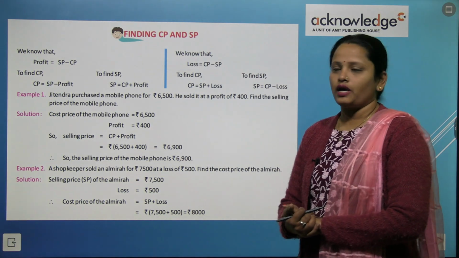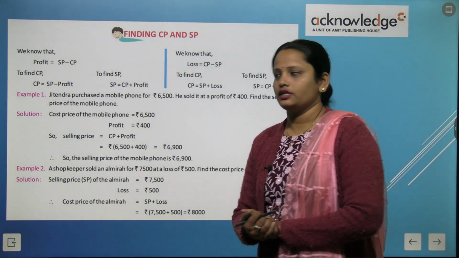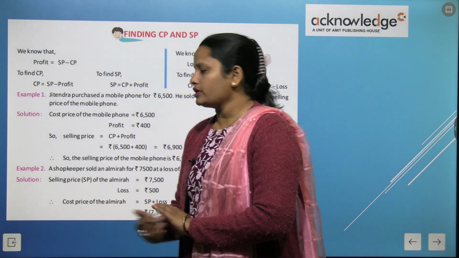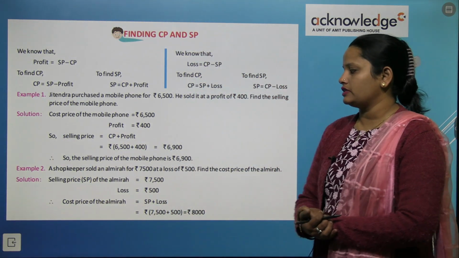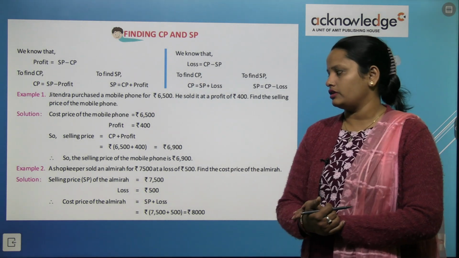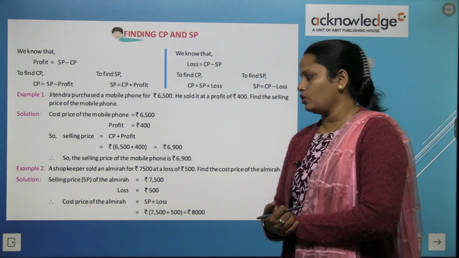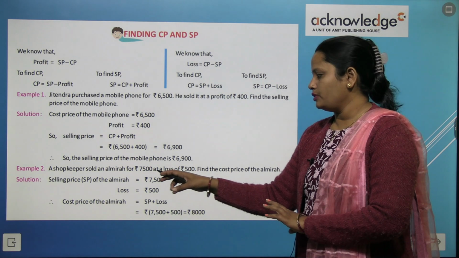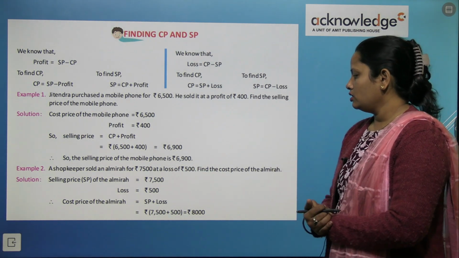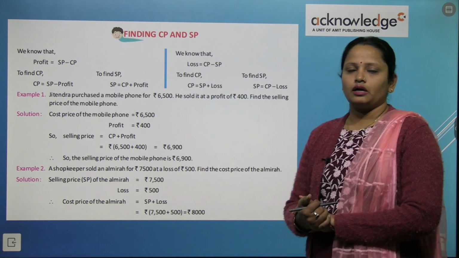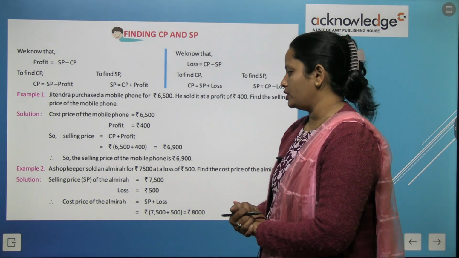So here the selling price is 6,900. Now example number 2 says a shopkeeper sold an almirah for 7,500 at the loss of 500. एक शॉपकीपर ने क्या किया? अलमीरा को बेचा था इतनी रुपीज में और उसे क्या हो गया? 500 का लॉस हो गया. Find the cost price of the almirah. अलमीरा टोटल कितने की थी वो हमें देनी है.